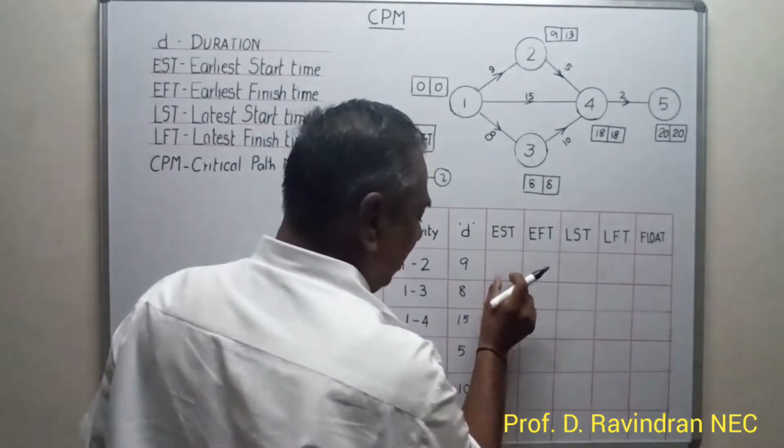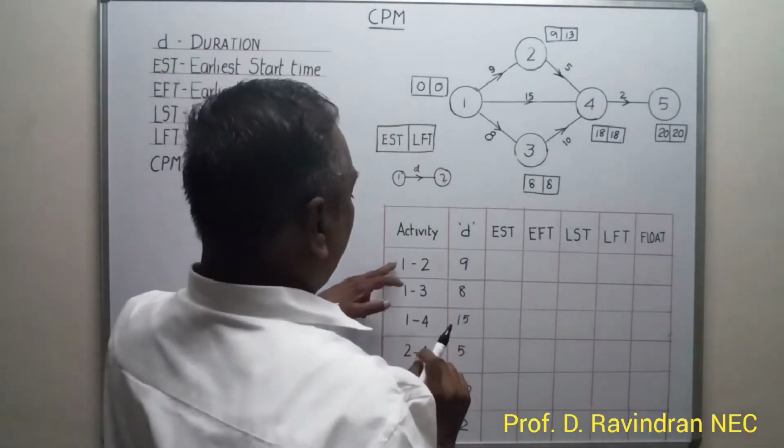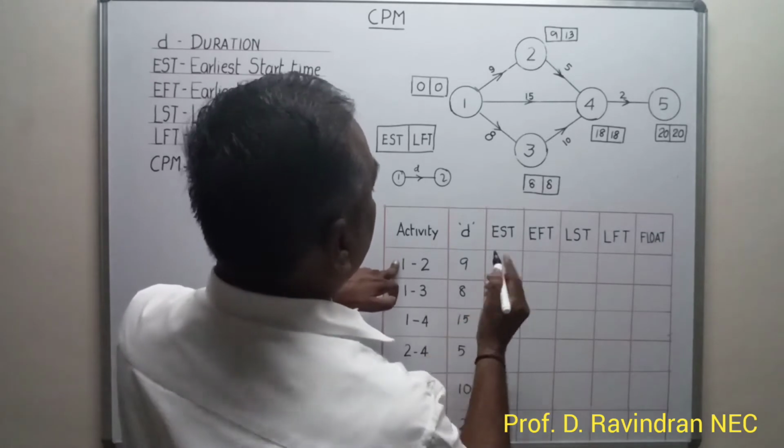Now we can write the earliest starting time of these events. So the earliest starting time of the 1-2 activity is 0.